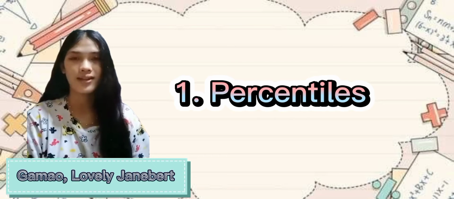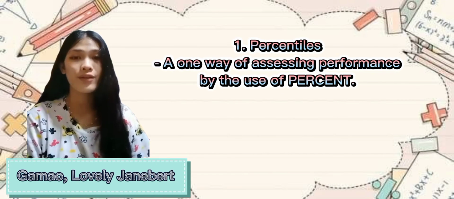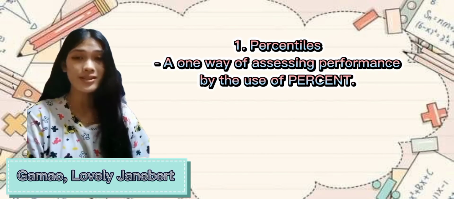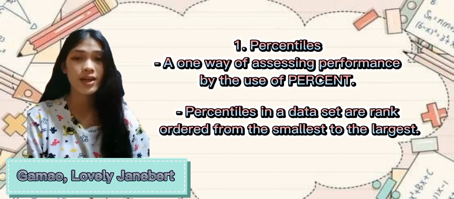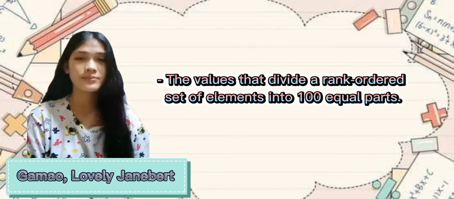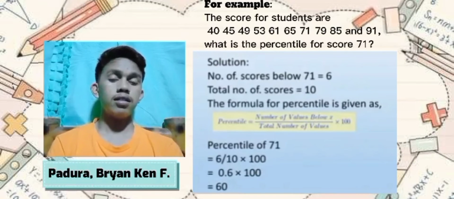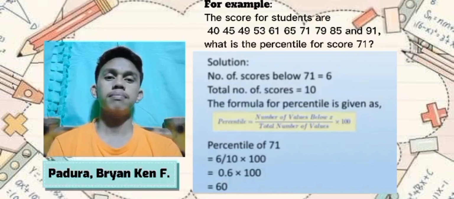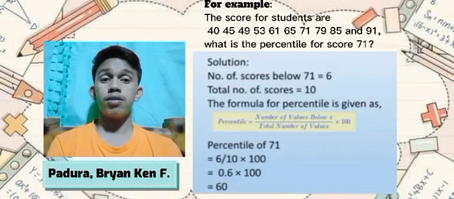First is the percentile. From its word, it is one way of assessing performance by the use of percent. Percentiles in a dataset are rank ordered from the smallest to the largest. They are the values that divide a rank ordered set of elements into 100 equal parts. Example, the scores of the students are 40, 45, 49, 53, 61, 65, 71, 79, 85, and 91. So what is the percentile for score 71?